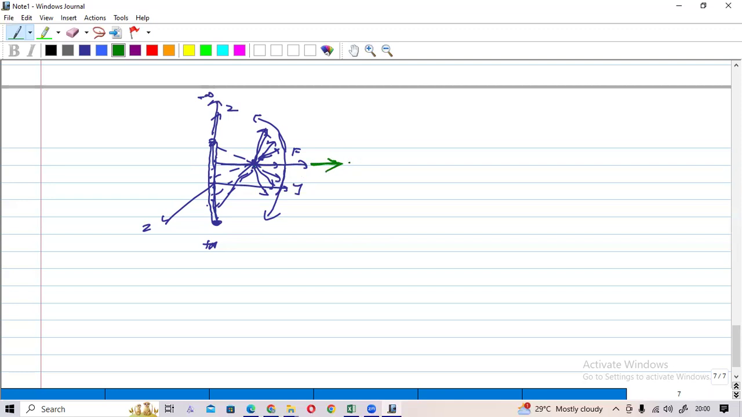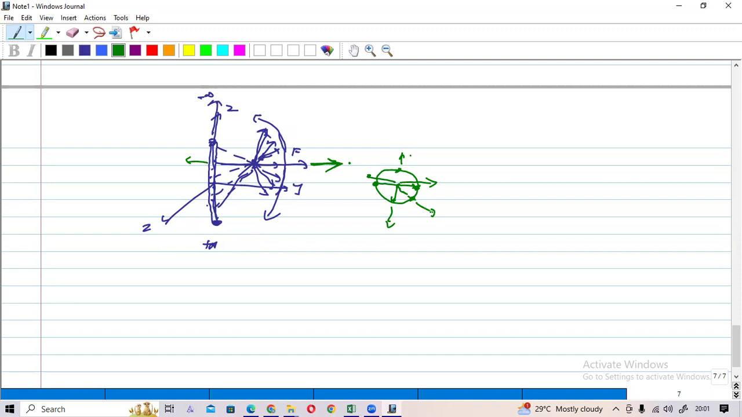So what is this direction? If you consider this is Y direction, this one is also Y direction. This is Z, this is Y, this is X. If we take this side, it is X direction, and this side is minus Y direction. But if we consider this point, maybe here, what is this direction?